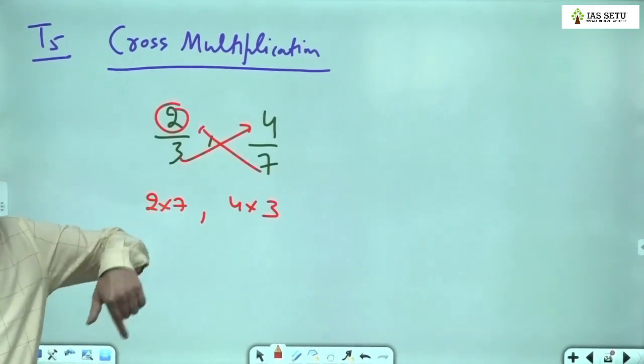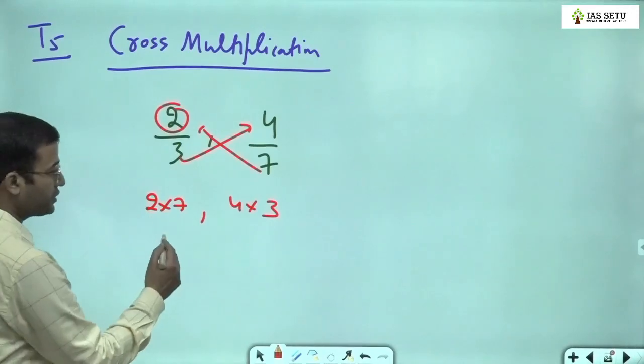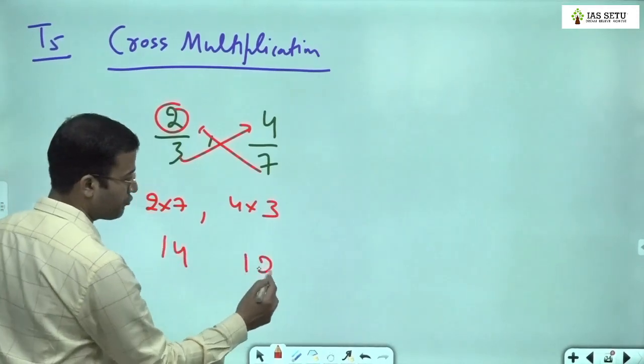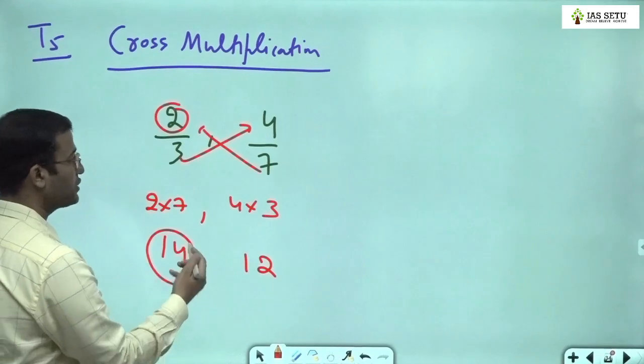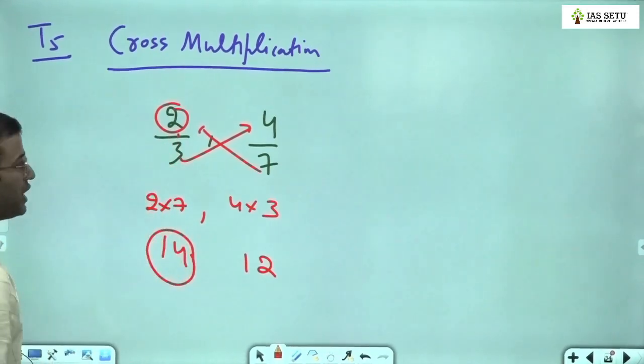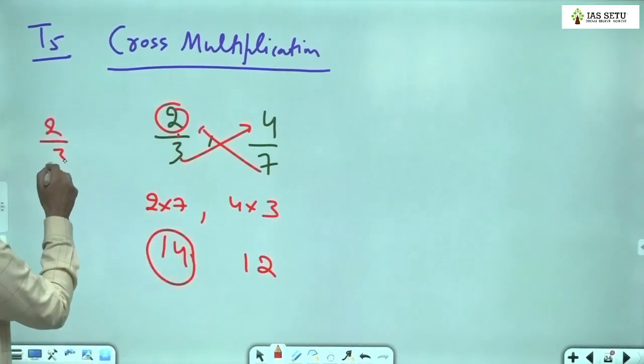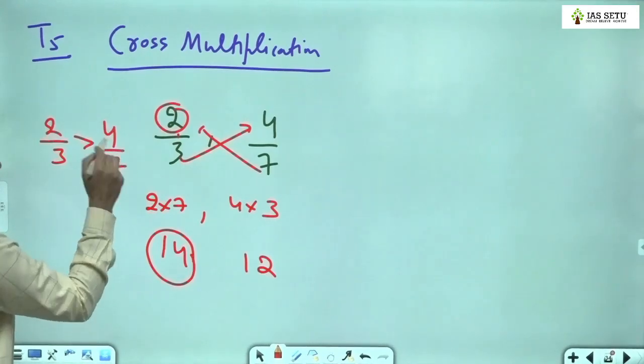You take your denominator other side and multiply. This is 14, this is 12. Then you compare 14 and 12. Which is larger, 14 or 12? 14. So if left side value is larger, so this fraction is larger. You can conclude 2 by 3 is larger than 4 by 7.